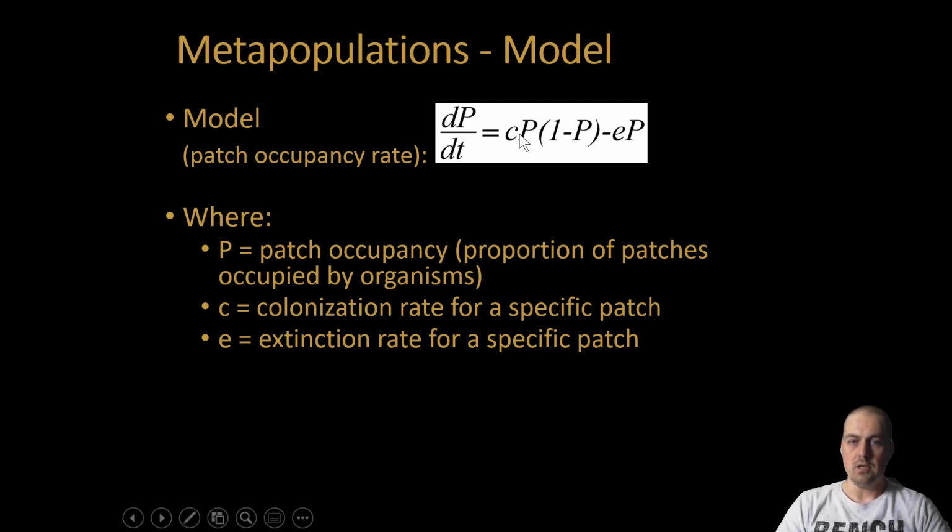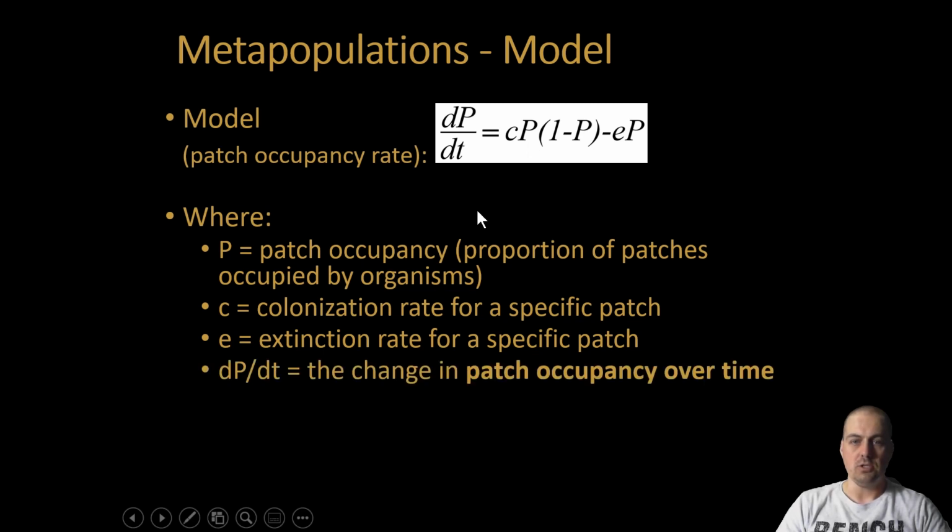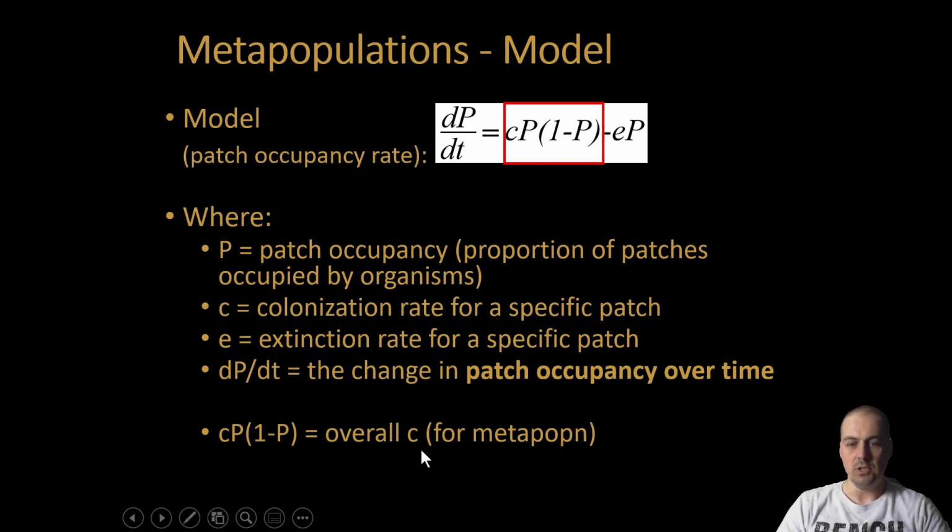C, little c, is your colonization rate for a specific patch, and E is your extinction rate for a specific patch. So this model can be described as the change in patch occupancy over time. If we look a little closer at this chunk right here, which is the specific patch colonization rate multiplied by occupied patches multiplied by unoccupied patches, this gives you the overall colonization rate for the entire metapopulation. And the same thing applies for the extinction.